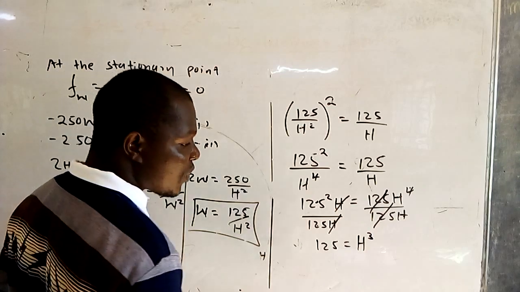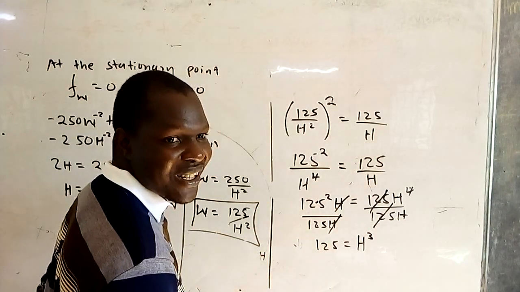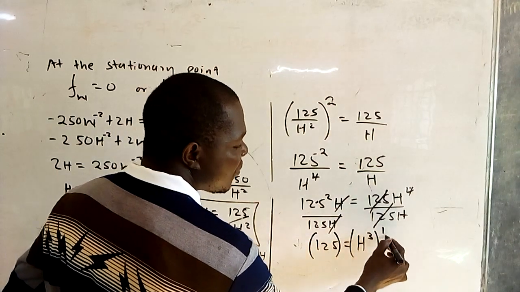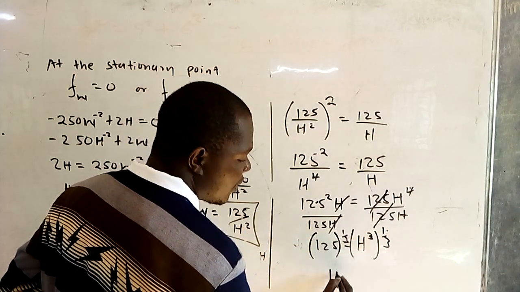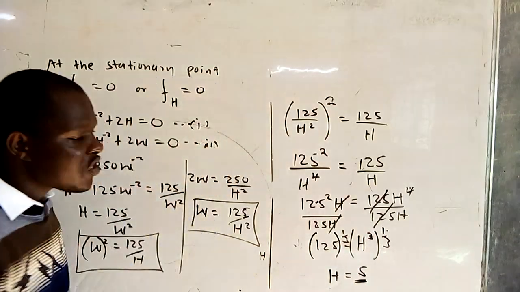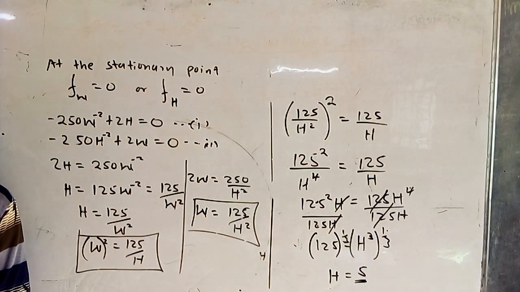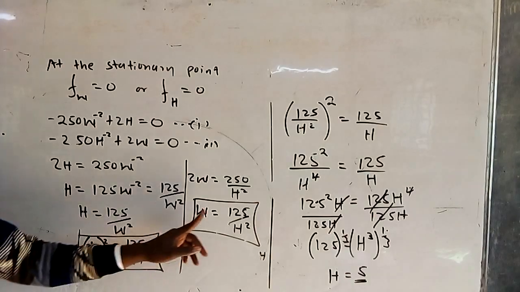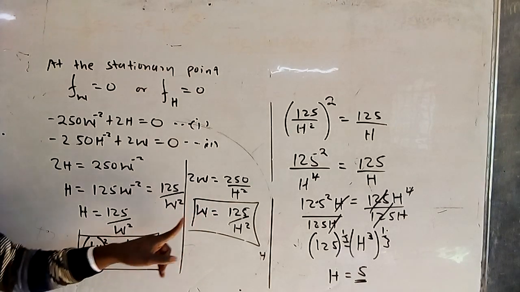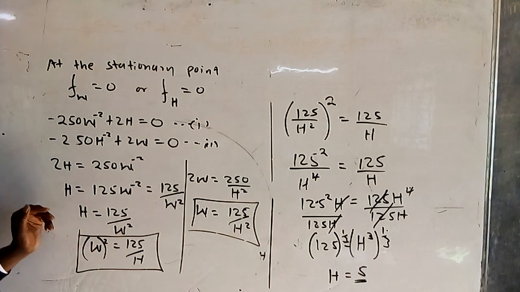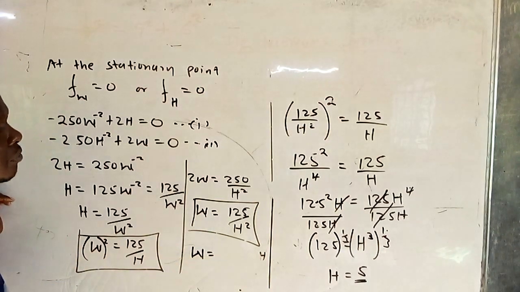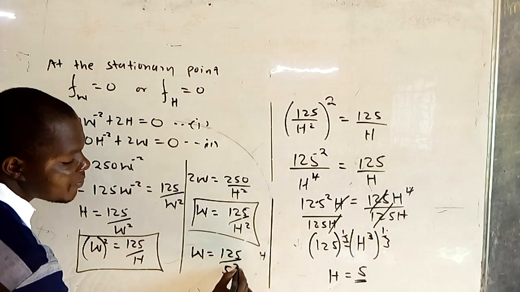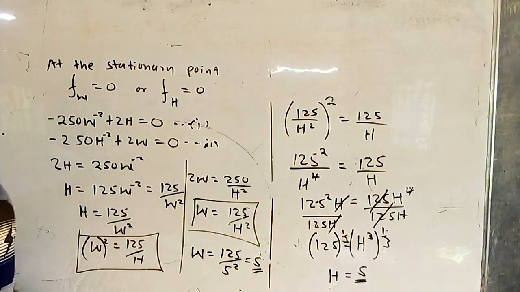Isn't it? So for you to get h, you look for the cube root on both sides of the equation. Meaning, you raise both sides of the equation to the power of one third to remain with h. You remain with h to be the cube root of 125. What is the cube root of 125? 5. So you found h to be 5. After getting h to be 5, you can use either of the two equations to get w. W is 125 over h squared. So what is w? 125 over 5 squared. You get w to be 5. 125 over 25, isn't it? So we found w and h to be 5, 5.